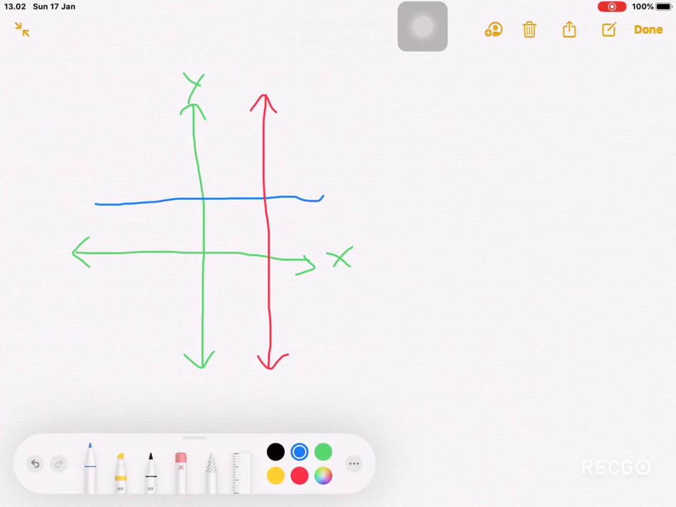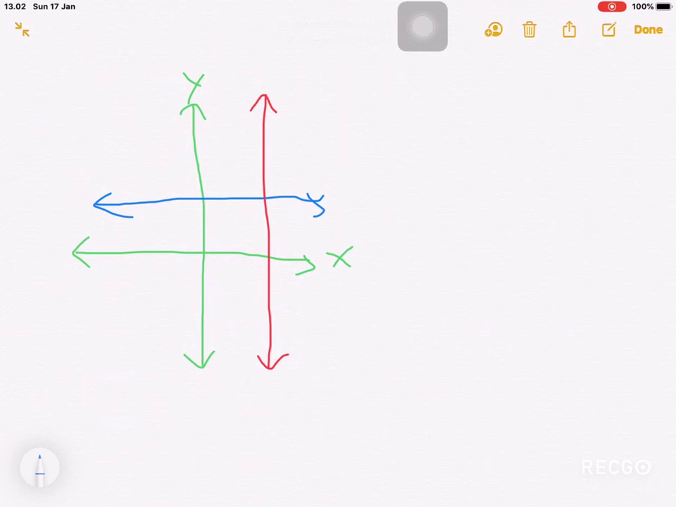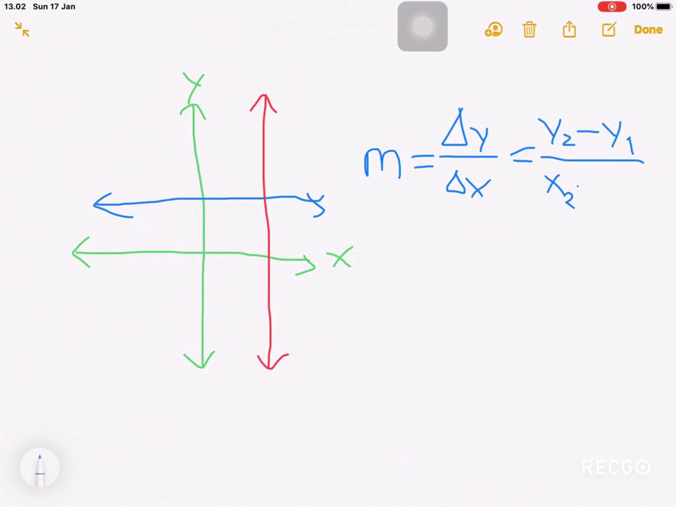So we're going to find the slope of each of a horizontal and a vertical line using our formula for the slope. So I'll just rewrite that. m equals delta y over delta x, and some people would call this rise over run. That's just another way to interpret it. And you can just say this is equal to y2 minus y1, the change in the y direction, over x2 minus x1, which is the change in the x direction.